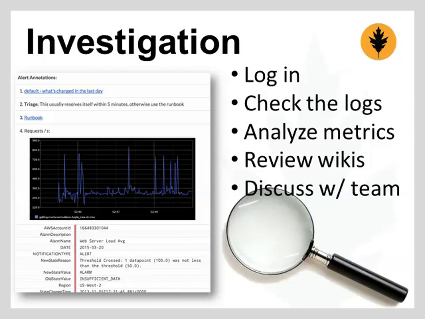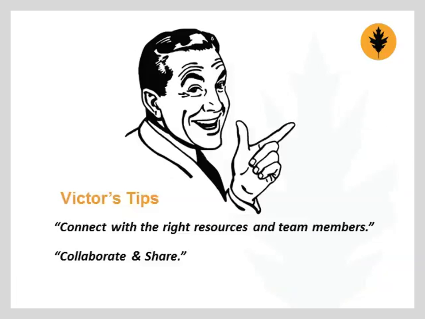And what kind of tips do we have that can actually help with this phase? Well, first of all, connect with the right resources and team members. Talk about what's going on within the timeline. Talk about any extra context or content that you may already be pulling in automatically. Collaborate and share. If you're familiar with the term ChatOps, this is where that kind of stuff takes place. You're going to see what commands others on your team are running, and what types of graphs and information they're querying. That's what takes place during this phase.